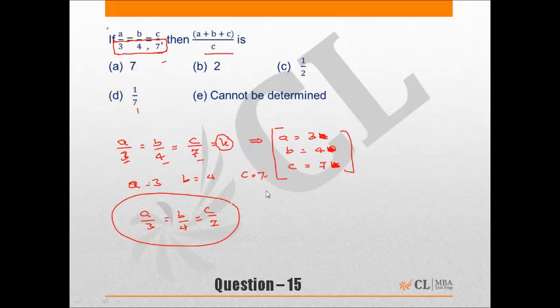So, if I take A, B, C to be 3, 4 and 7, then (A plus B plus C) upon C will become: A is equal to 3, B is 4, that is 7, 7 plus 7 is 14, so 14 upon 7, which is equal to 2. So for such questions, the correct answer is choice B. For such questions, the rule is very simple: let A, B and C be equal to 3, 4, 7, substitute, get the answer.